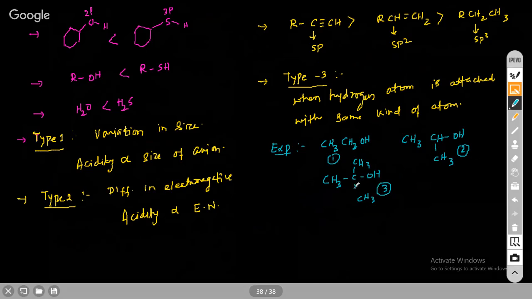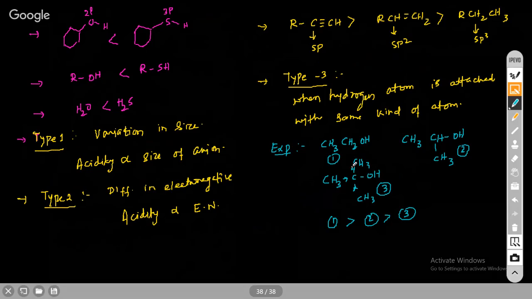Because of the plus I nature of this group, right? So actually in this type, when the hydrogen atom is attached to the same kind of atom, then different electronic effects come into the picture, like I effect, R effect and all. So according to that we'll decide. Here, the more the plus I effect, the less will be the acidity. Acidity order will be: one is maximum, then 2 and then 3.